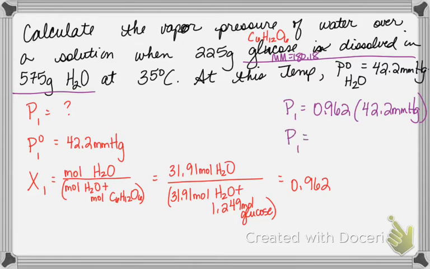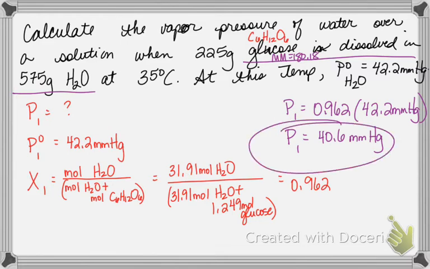I got 40.6 millimeters of mercury. And so I'm thinking about this number as I calculate, right? I said that it's vapor pressure lowering. So the vapor pressure of the solvent when it's in a solution, which is this number, should be lower than the vapor pressure of the pure solvent, and it is. So I'm thinking as I do this and making sure that my numbers follow what the colligative property says that it should be.